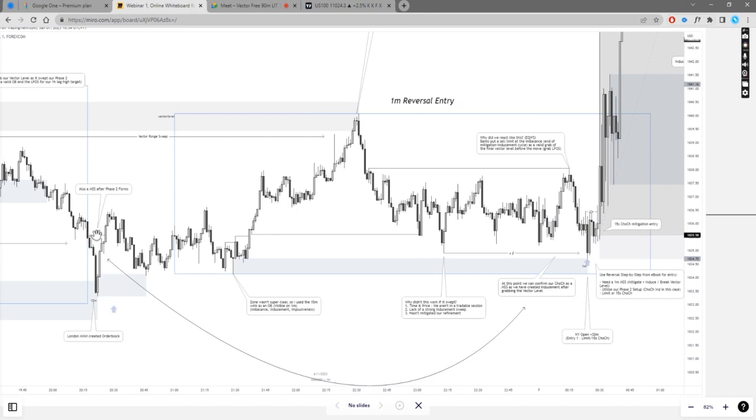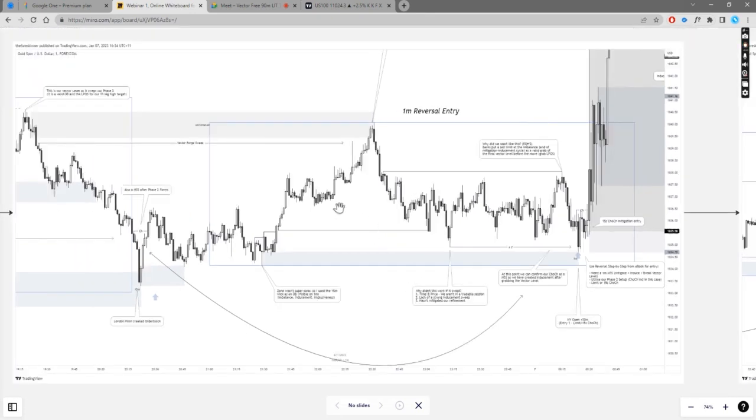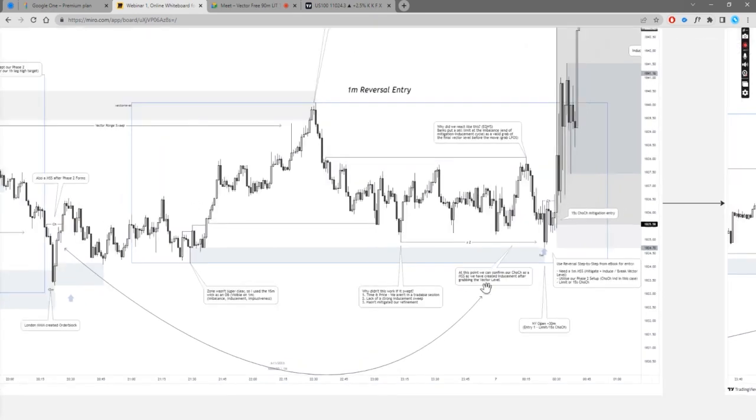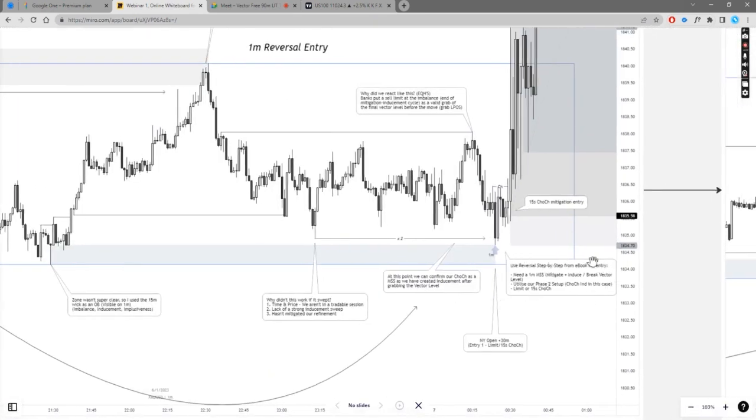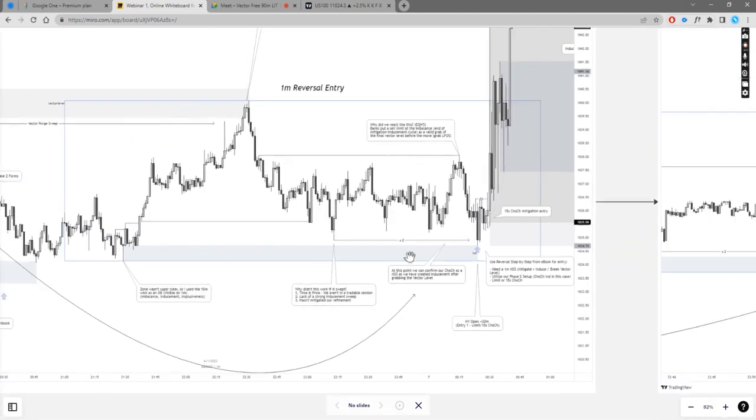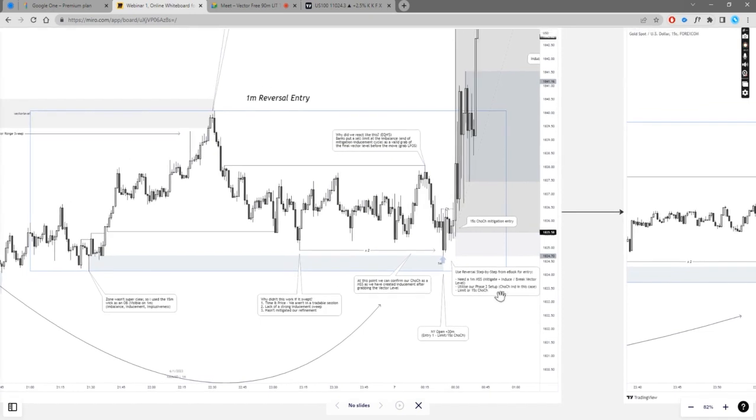Now at this point, we can confirm our change of character as a market structure shift because it mitigated our vector level and then induced it. Now that's kind of complicated, and we'll go over that another time. But it's very important that if you don't get this, it's not a market structure shift. You have to follow certain rules for there to be a market structure shift, okay? And in hindsight, it involves mitigating everything first, okay? Also in the ebook, there's a step-by-step for how to trade a reversal, so you can follow that within here. But essentially, we're ticking the boxes after seeing our last bit of inducement here.